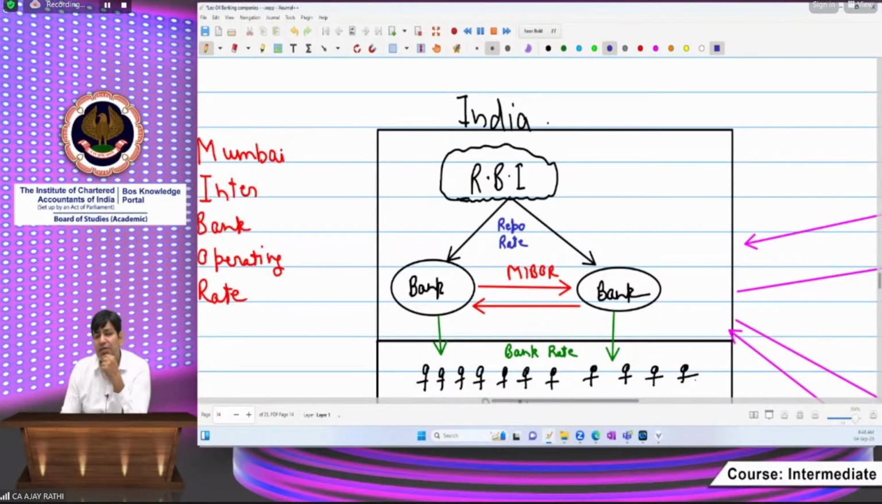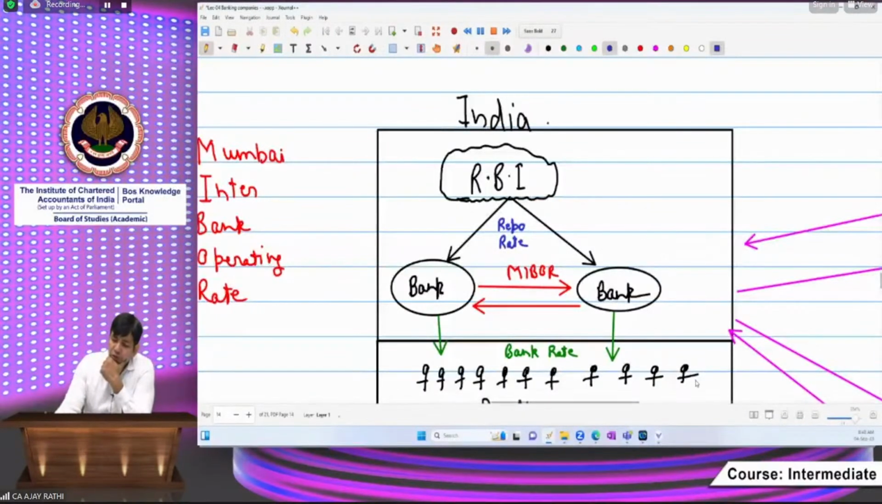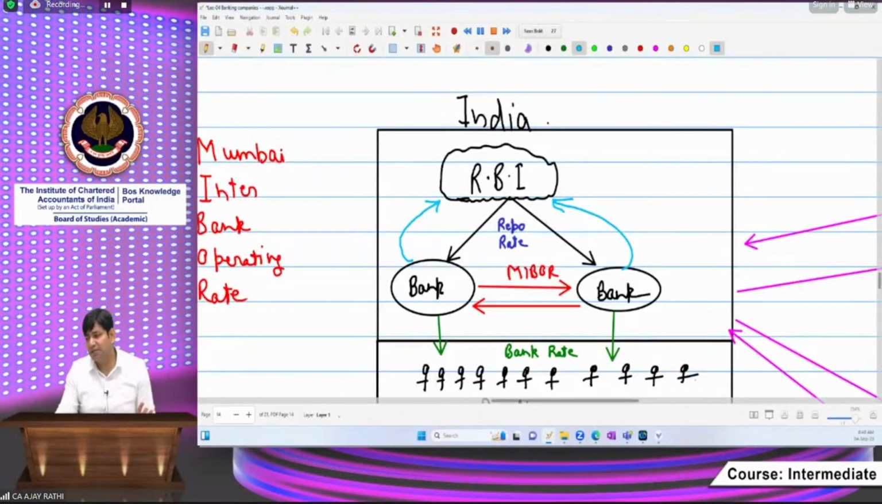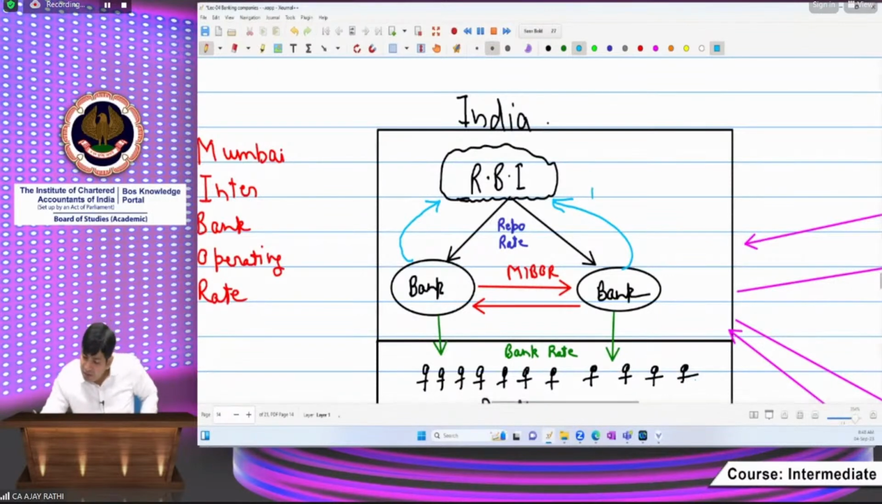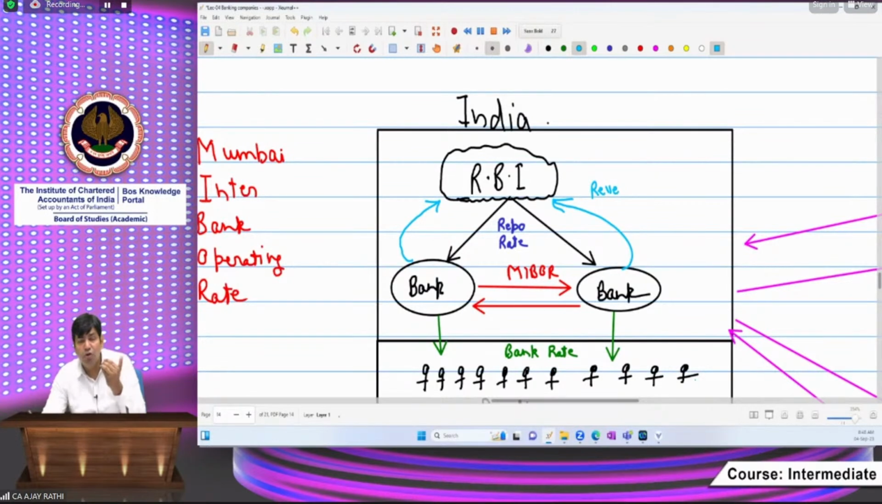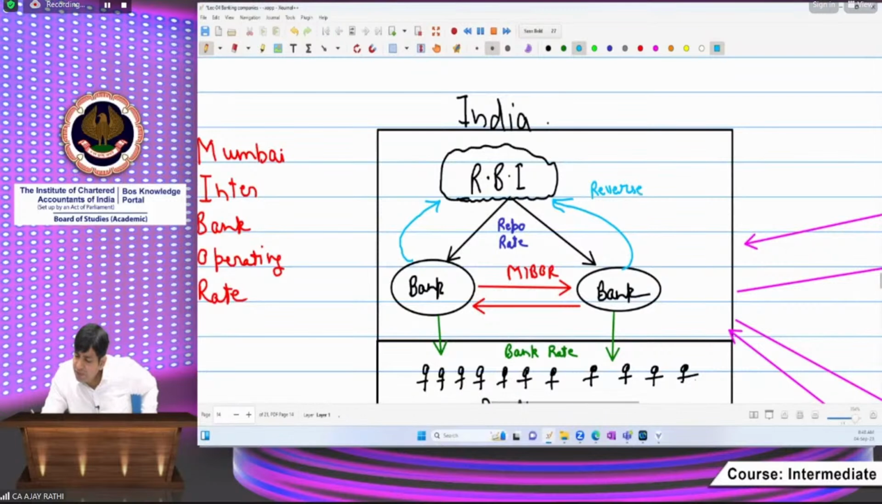And can you please explain what the reverse repo rate is? You already know what I want to say. The reverse repo rate is the rate at which RBI takes money from banks. RBI borrows money from banks. The rate at which RBI borrows or takes money from banks is called the reverse repo rate.